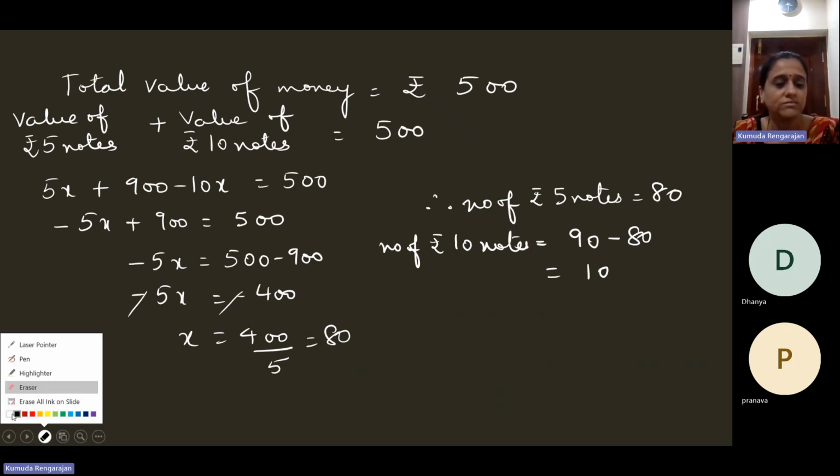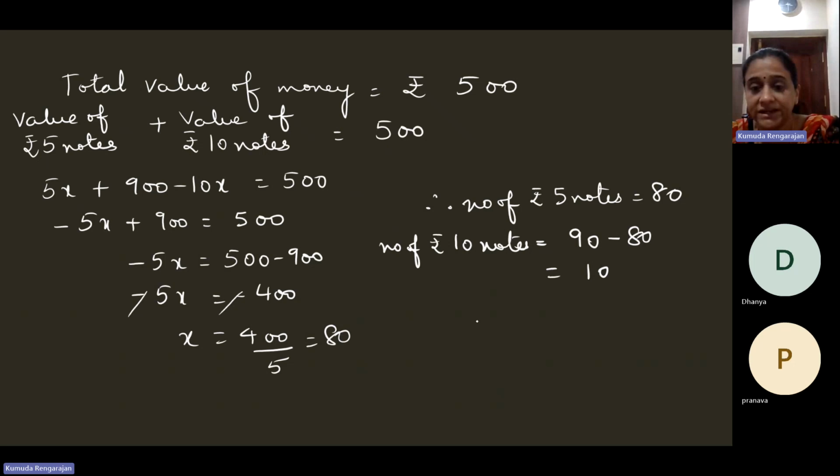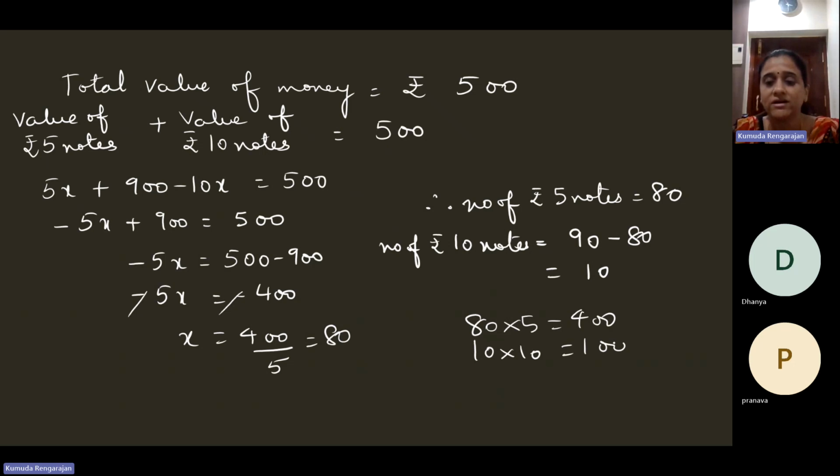So how many 5 rupee notes do you have? 80. So 80 into 5, 400 rupees. How many 10 rupee notes? 10 rupee notes. So how much money do you have from the 10 rupee notes? 100. So what's the total value of money? 500.